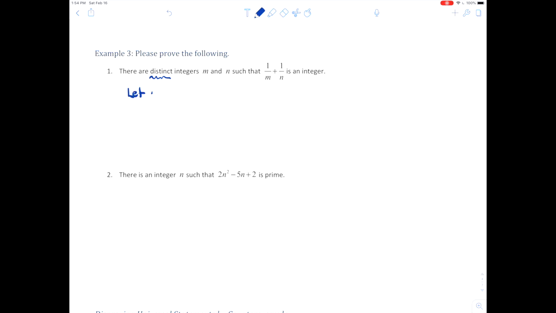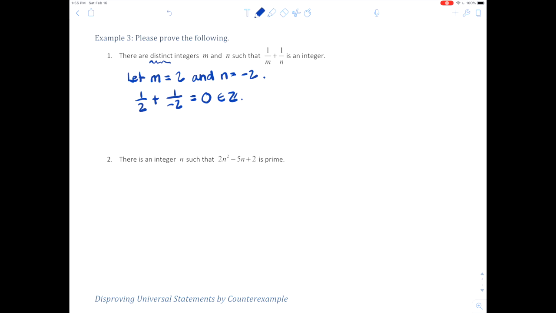if we let m equal 2 and n equal -2, we have selected values of m and n that are two different integers, right? And if we have 1/2 plus 1 over -2, that's equal to 0, which is also in the set of integers, right? And so we've shown that there exists at least one, and so we're done.